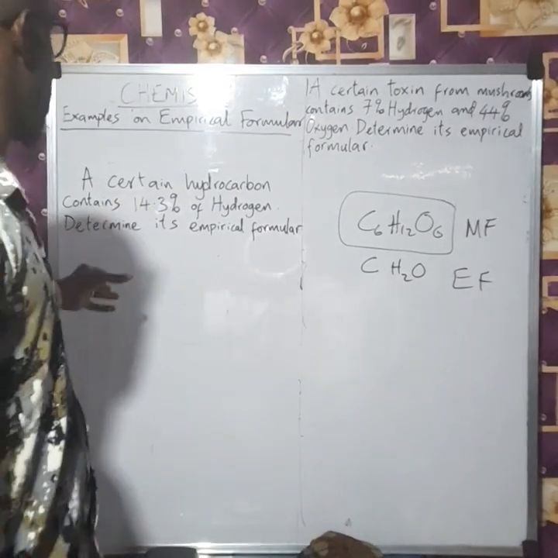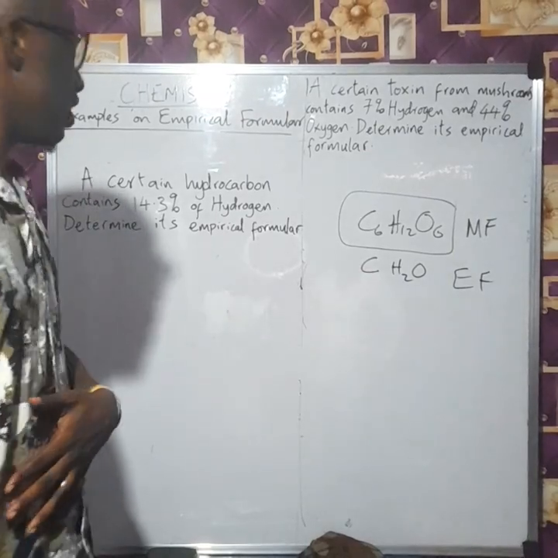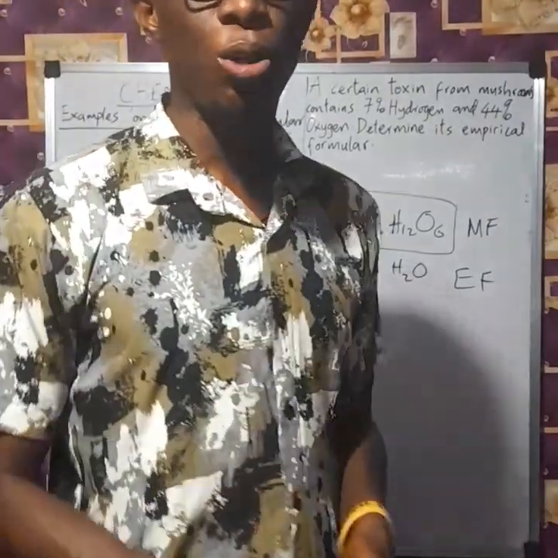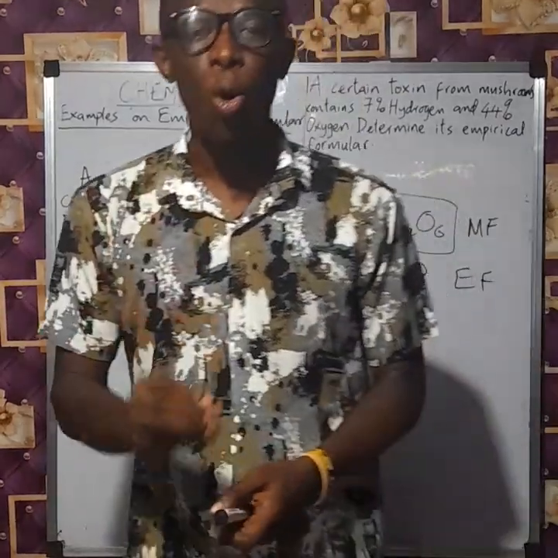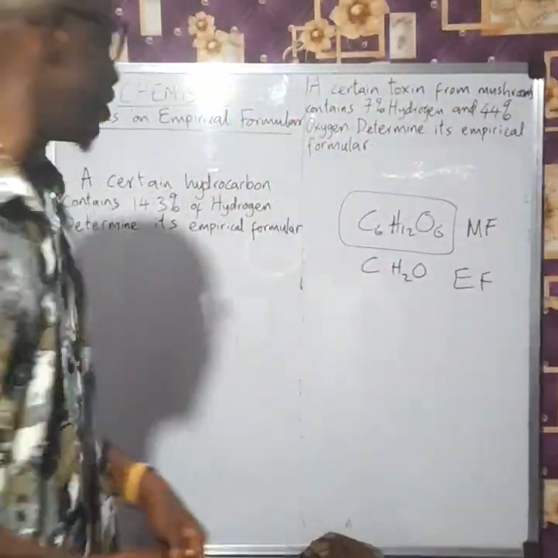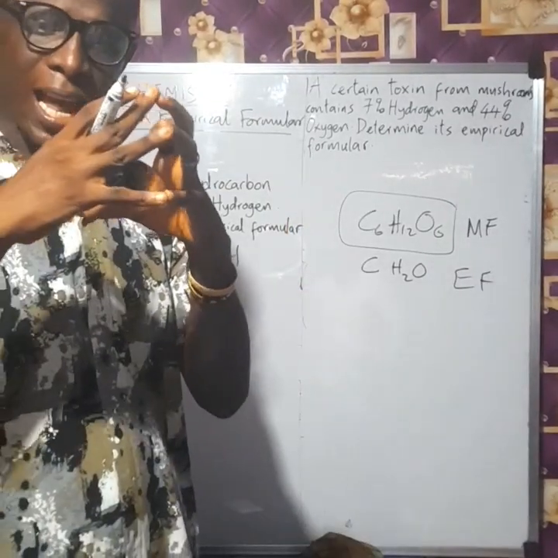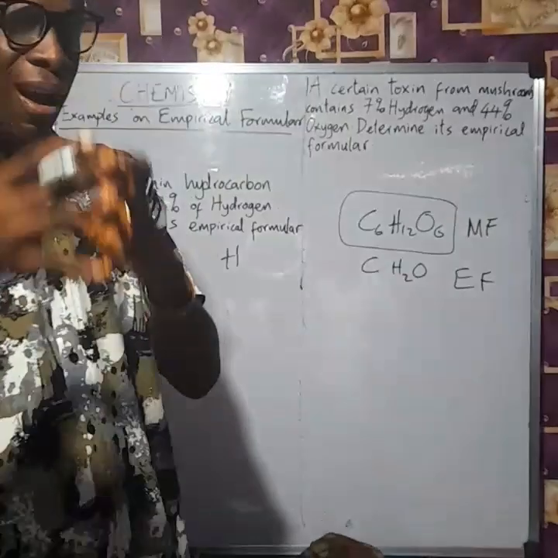Now, if we're on the same page, let us look at these 2 questions. The first one: a certain hydrocarbon contains 14.3% of hydrogen. Determine its empirical formula. When we talk about hydrocarbon, we are dealing with a compound that contains only 2 elements, hydrogen and carbon. So hydrogen and carbon are the only elements contained there.